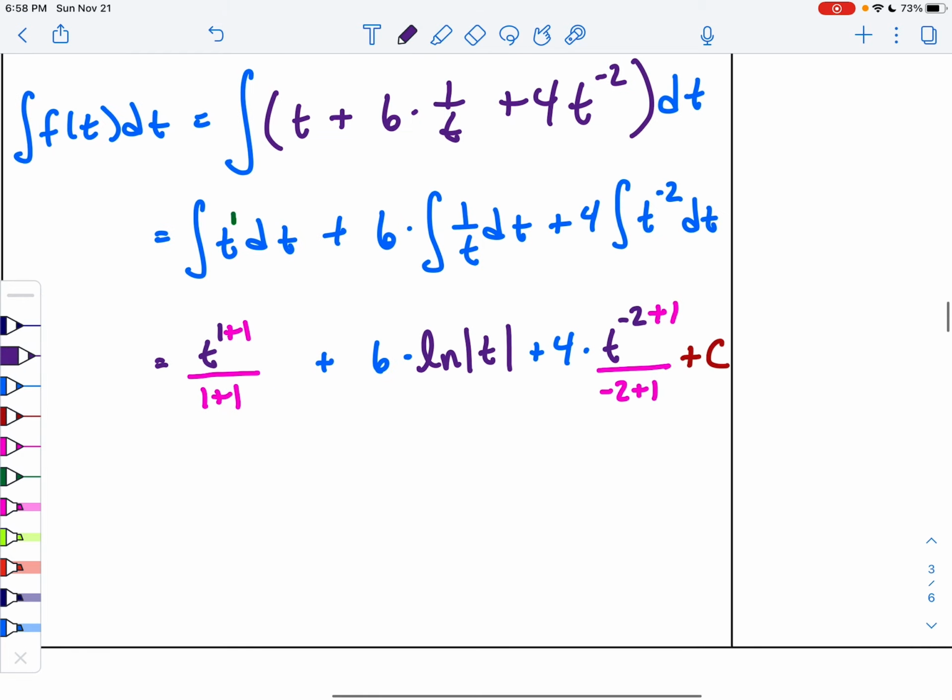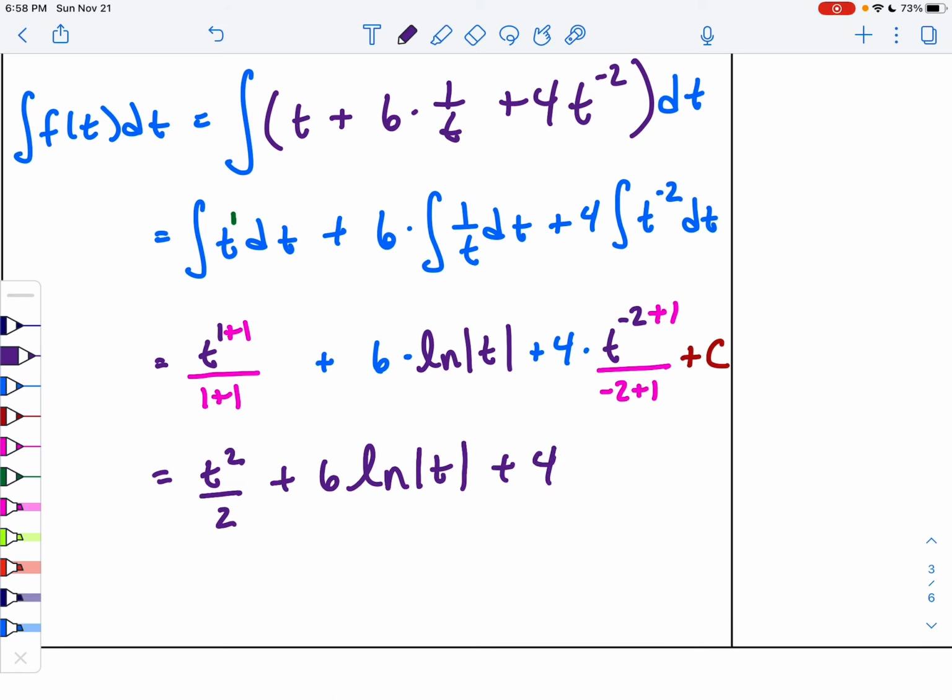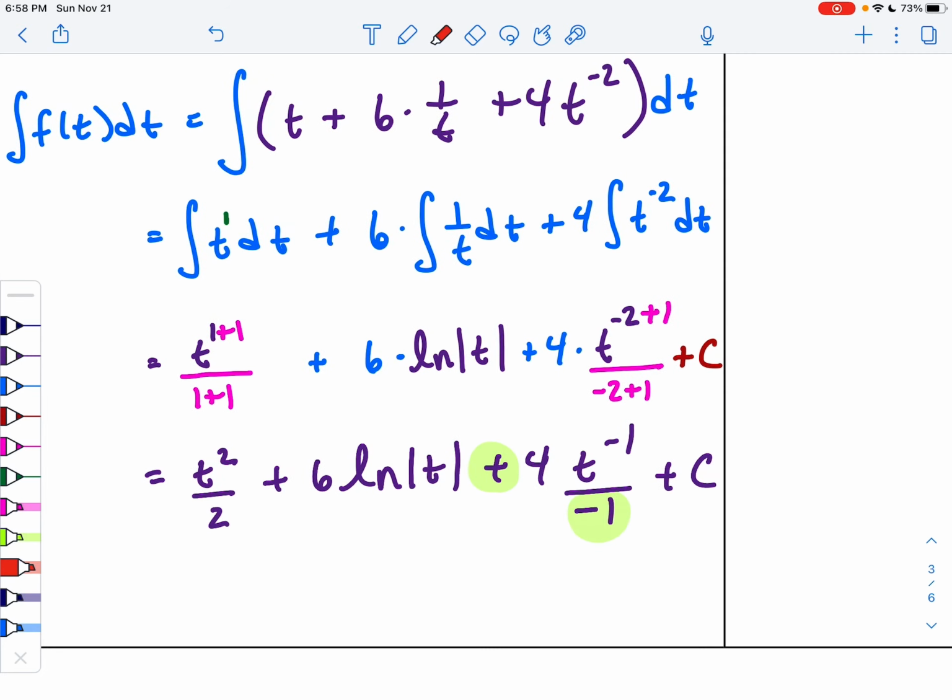So now we want to clean things up. I'm going to get t to the 1 plus 1, which is t squared, and 1 plus 1 is 2. I can still keep ln of the absolute value of t. We have negative 2 plus 1, which is minus 1, and we still have minus 1 plus c. And now I can take care of that plus and that minus, and I can also take care of the t to the minus 1 and put that downstairs.